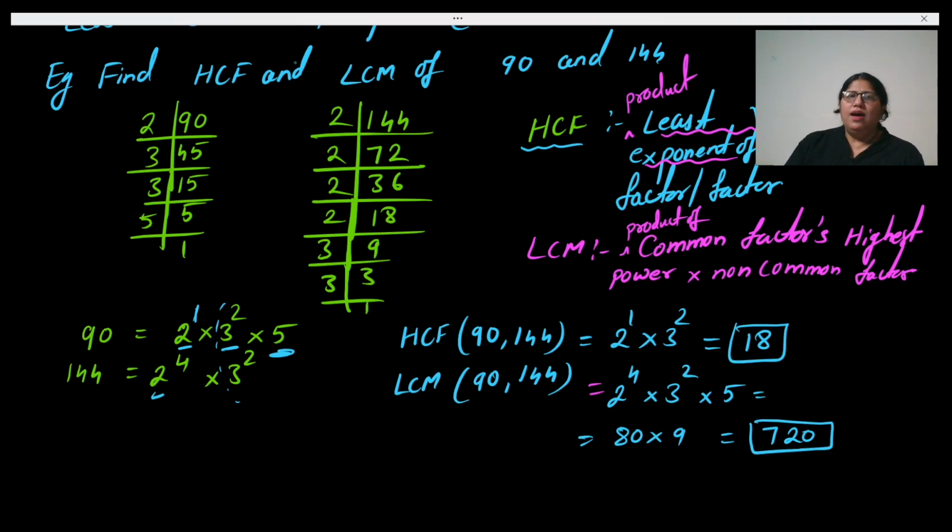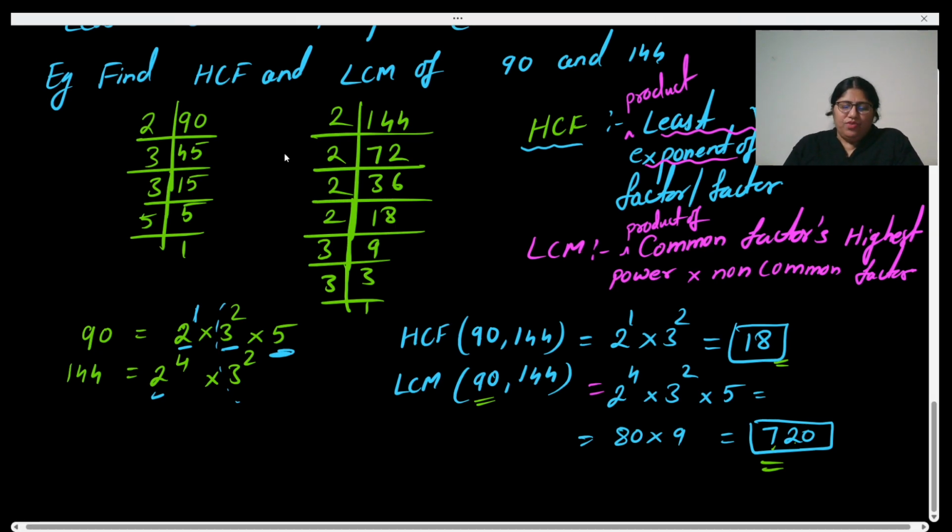Now what is the other way to verify? The highest common factor will divide both the numbers, right? 90 divided by 18 will be 5, and 144 also will be divisible by 18, you will get 8. Similarly, the LCM will be divisible by the numbers. So 720 divided by 90 will give you 8, and similarly 720 will be divisible by 144 also. So this is the way you find HCF and LCM.